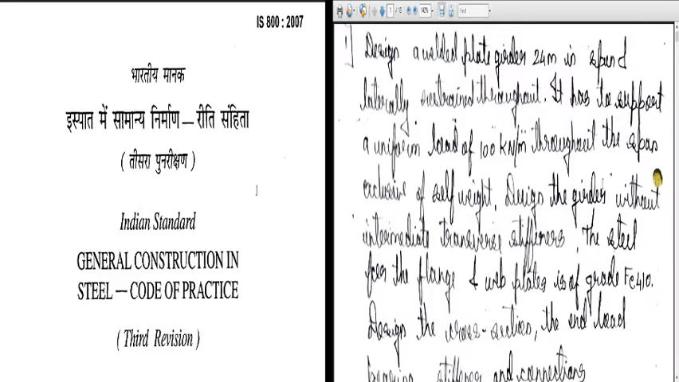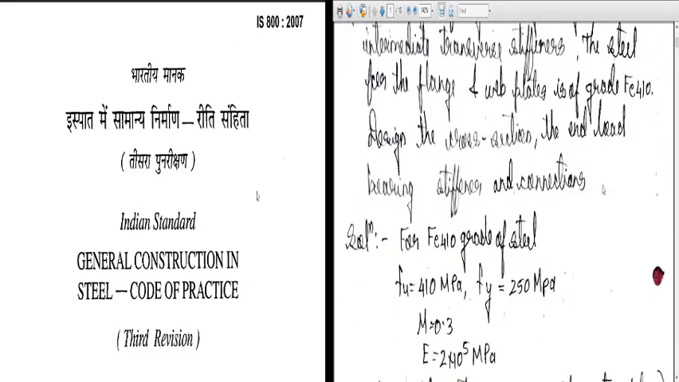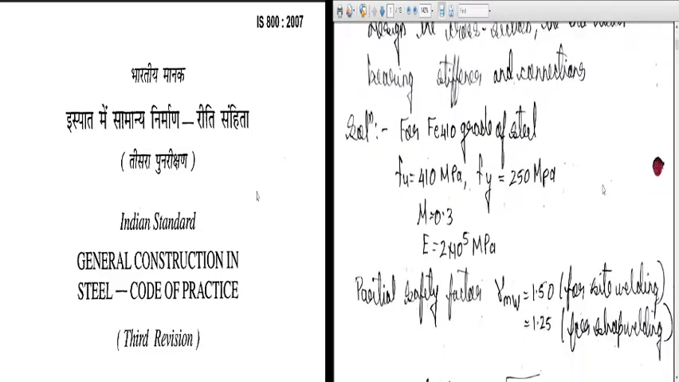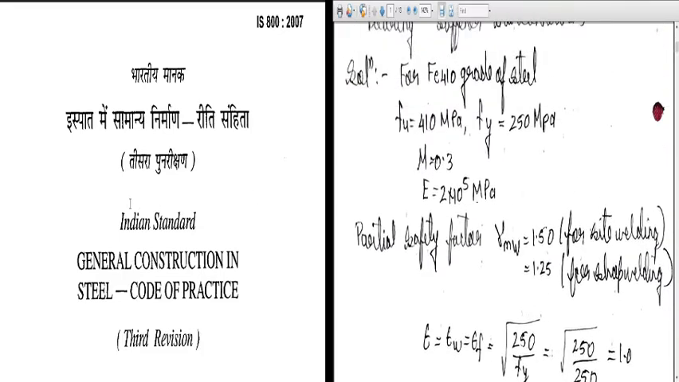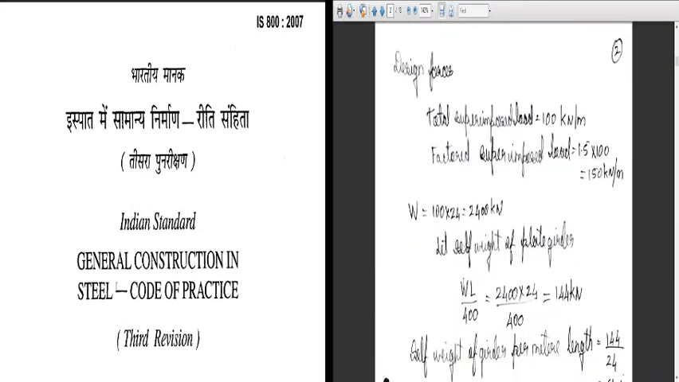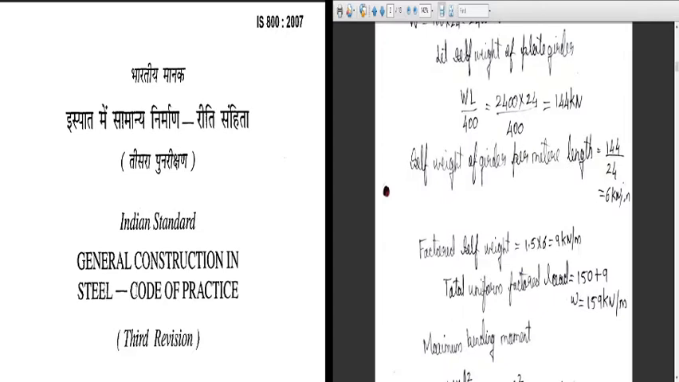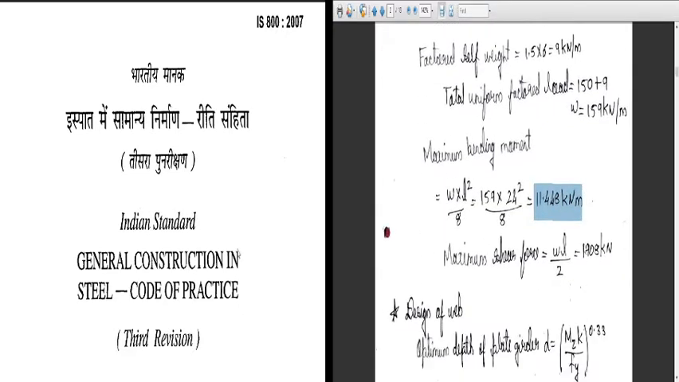Now in the previous class we have discussed a few things like design of flanges and design of beams. So we'll just go through what all has been done till now. These were the given data. Then we calculated the design force. We arrived at the total bending moment and a maximum shear force of 1908 kilonewton.